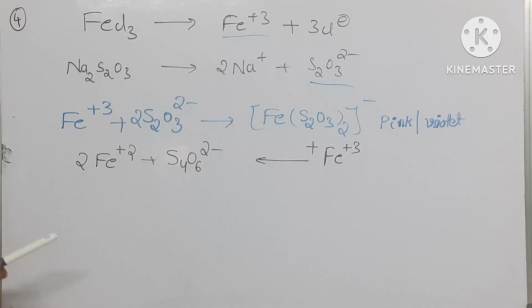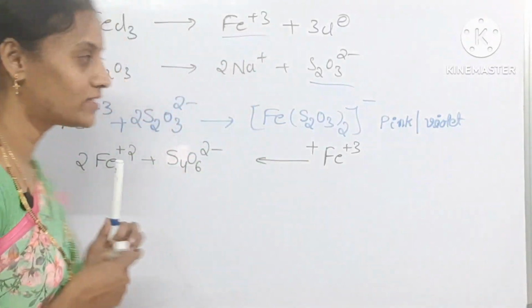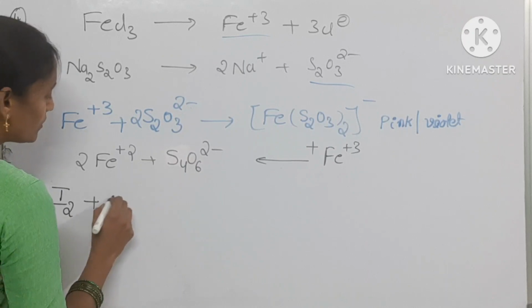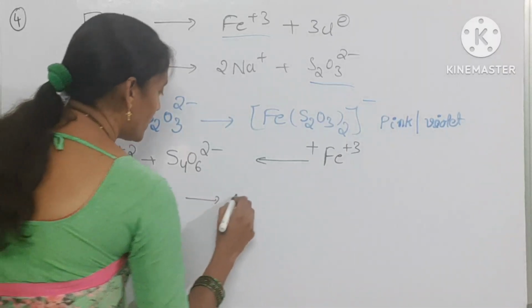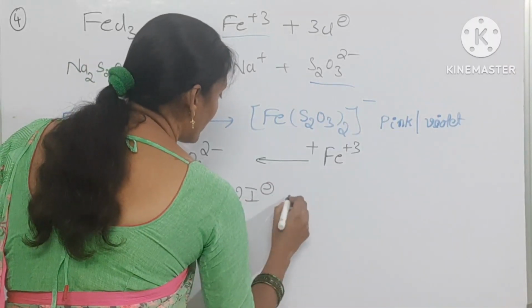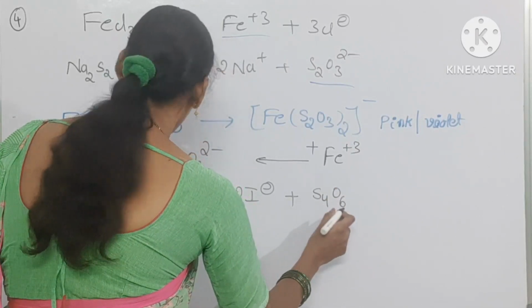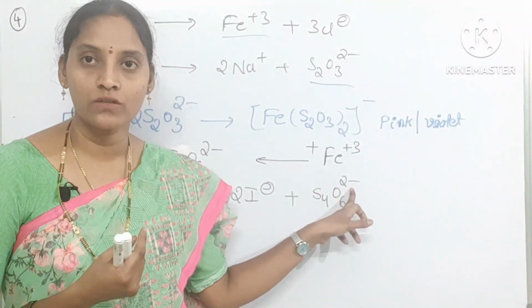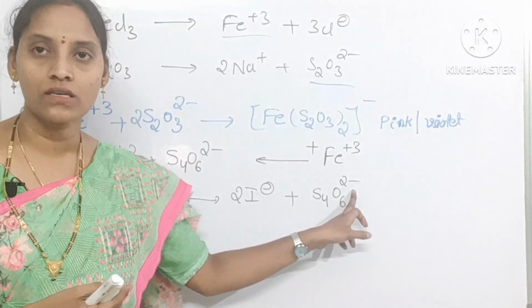And the last reaction is used in the iodometric test. Here iodine converts into iodide ion, that means iodine is reduced. I2 reacts with 2 moles of S2O3 2 minus thiosulphate ions. Then you will get 2 moles of I minus iodide ions, and the remaining one is tetrathionate, S4O6 2 minus. Generally it would be 4 minus, but 2 electrons are taken by the iodine, that is the reason it comes as 2 minus.